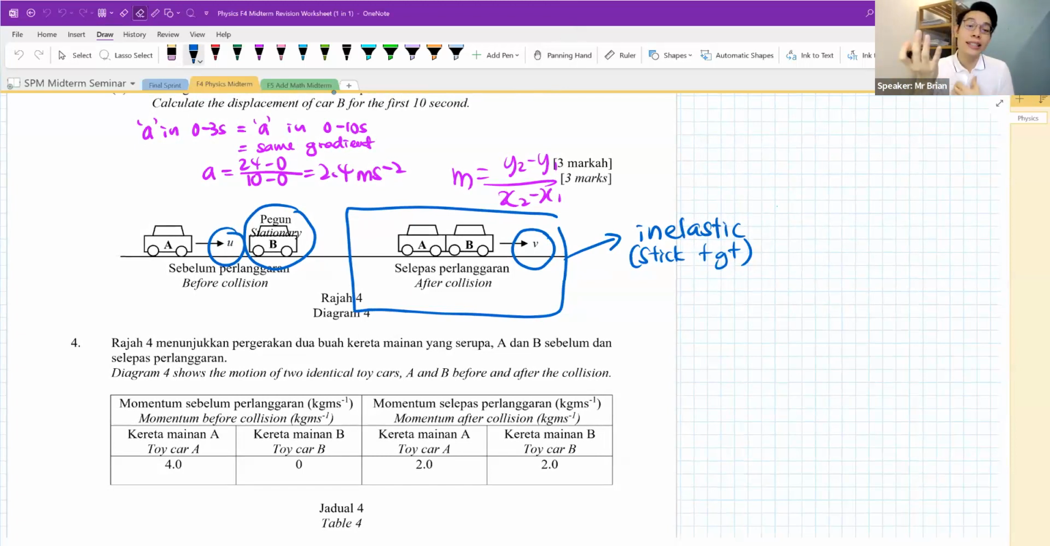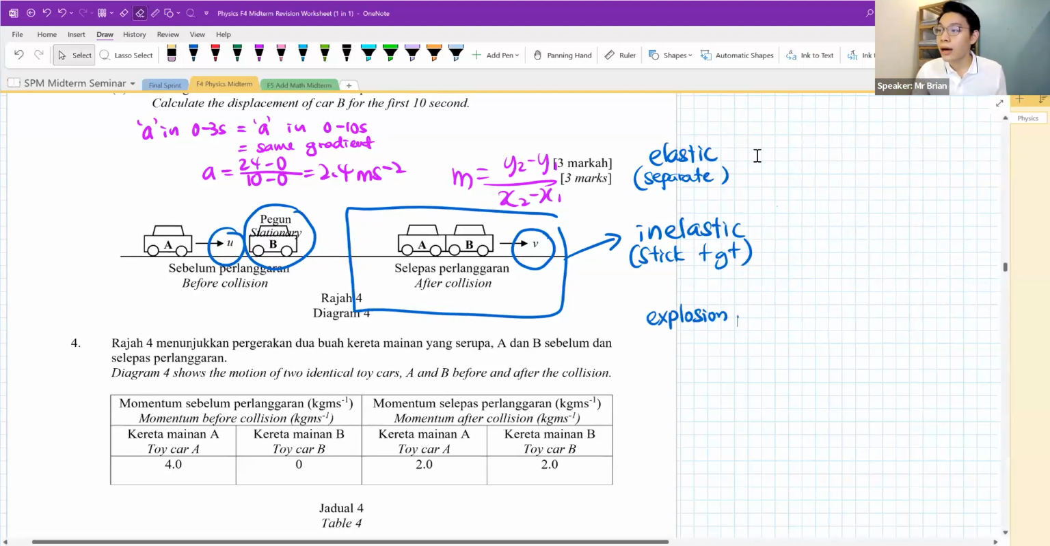So what about elastic? When you think about elastic, I don't know about you, but I always tell my students, when I think about elastic, first thing that comes to my mind is rubber band, right? So you stretch a rubber band and it bounces off, right? So elastic means it will bounce away. It will separate after the collision. Then the third one we have is explosion.